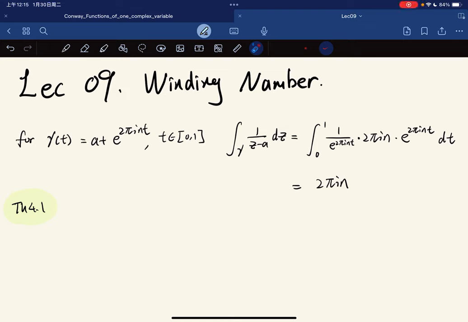Okay, so this is the ninth lecture. We'll be focused on winding numbers. Okay, so start with the example.